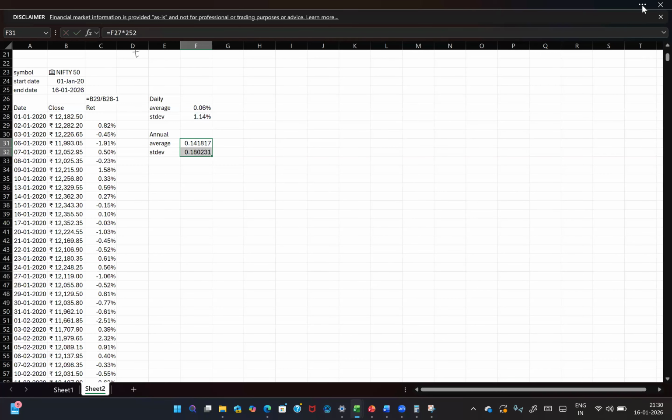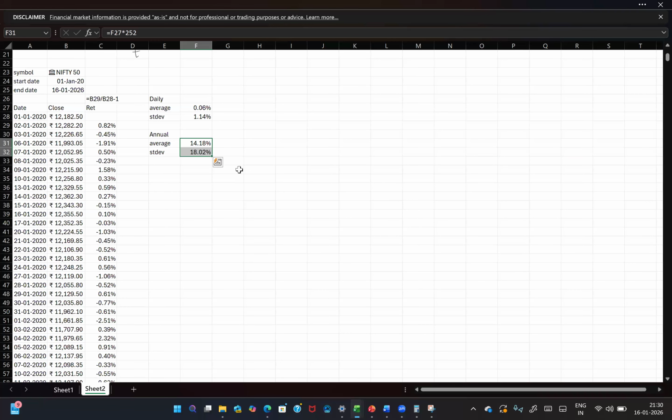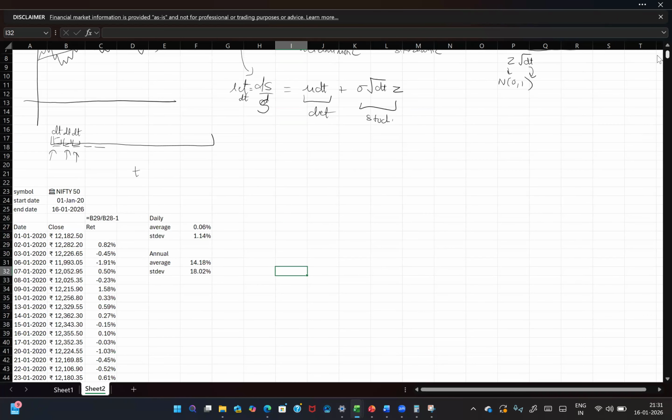So we get 14 and 18% roughly as the average return and standard deviation. This is over a large sample, which is 5 years. So it's good enough for us to assume this in our simulation. Yeah, so average and standard deviation is what we can assume. And now we are ready to run our simulations.